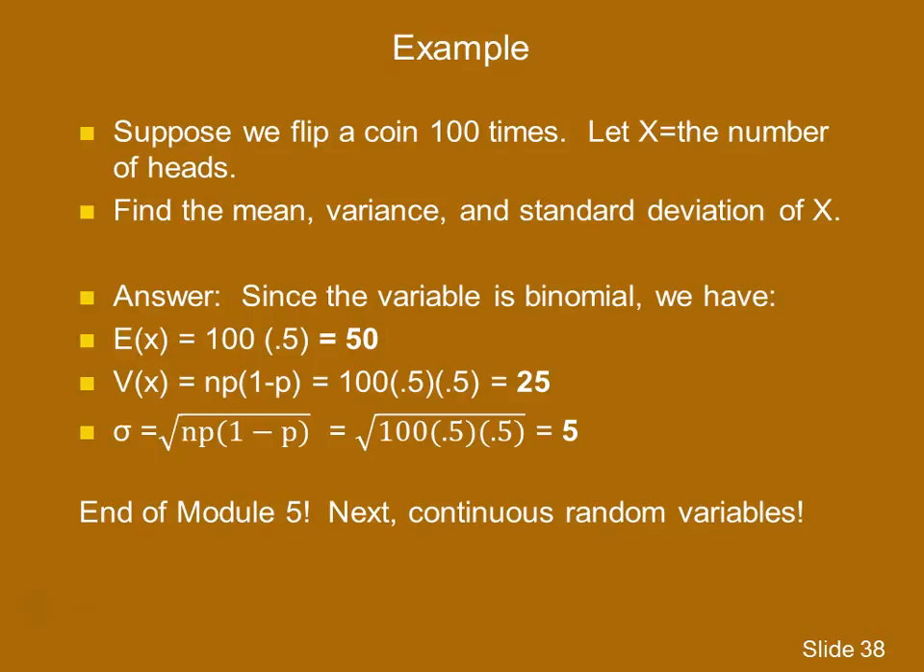And that's the end of Module 5. Now that we've discussed discrete variables in Module 5, we will go to continuous random variables in Module 6.